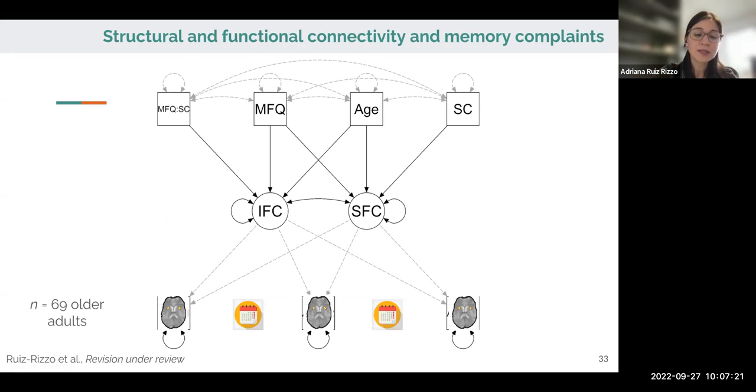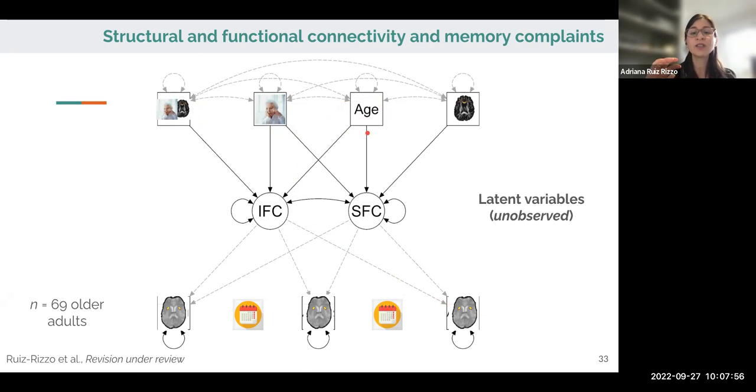Functional connectivity was measured over 3 years, every 18 months. That's why we have 3 measurements here. We also had measures of memory complaints or subjective cognitive decline, and measures of structural connectivity or white matter connectivity. We also looked at the interaction between memory complaints and structural connectivity, and we took into account age.